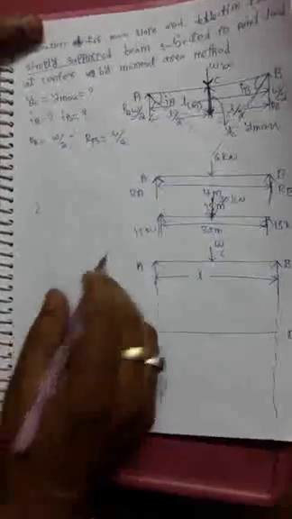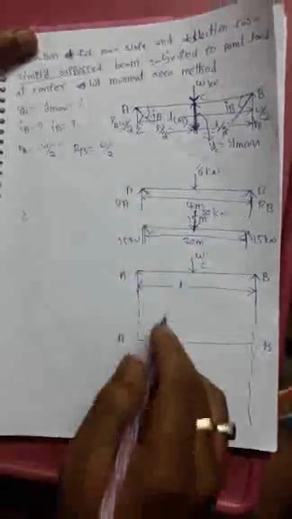The beam AB is symmetrically loaded. This AB span length is symmetrically loaded. That's why we can write RA equal to W by 2 and RB equal to W by 2. So for this symmetrically loaded beam, we are going to draw a bending moment diagram first.